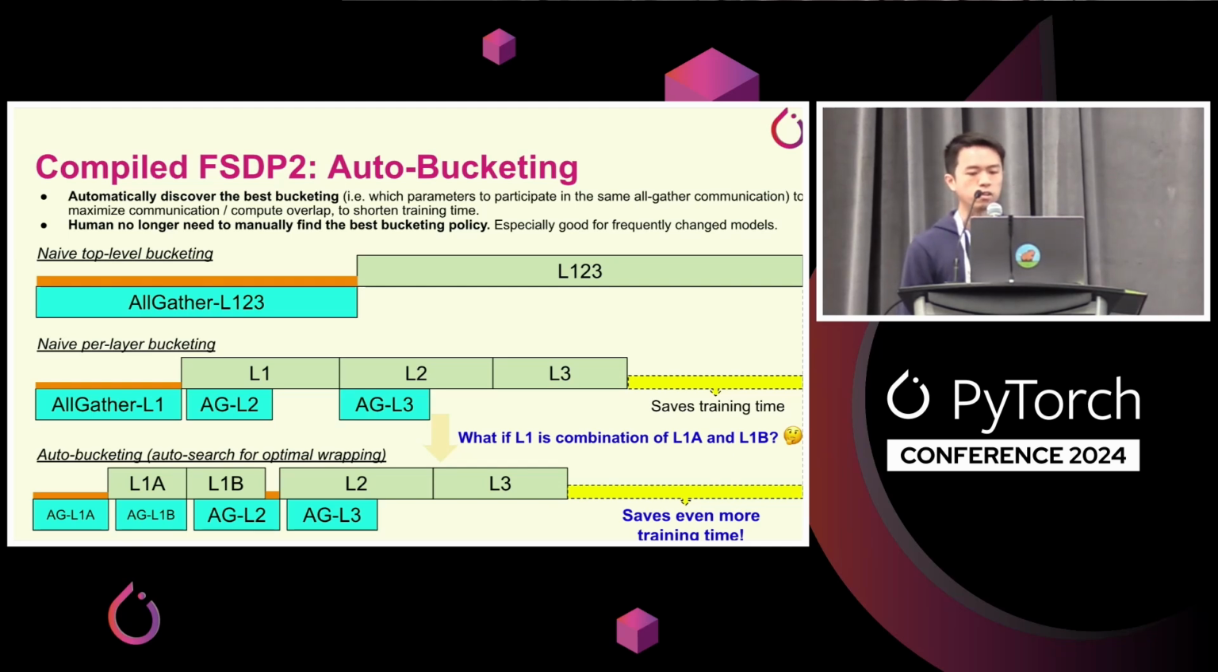Now, one easy thing that we can do is per-layer bucketing, which is that we just apply fully_shard, which is FSDP2's API, on each of the layers. This will achieve some overlap, which helps us save some training time. But with a compiler, we can go into layer 1 and find out that layer 1 is actually a combination of layer 1A and layer 1B, and then we can very granularly find the optimal wrapping to optimize for communication overlap. The idea here is that with auto-bucketing, humans no longer need to manually fine-tune to find the best bucketing policy, and it also saves training time.